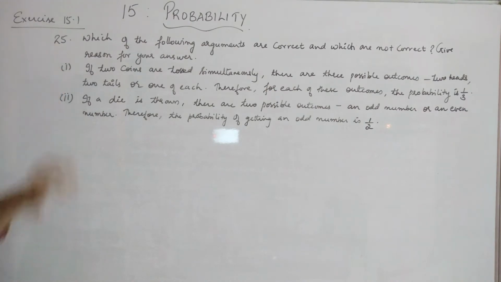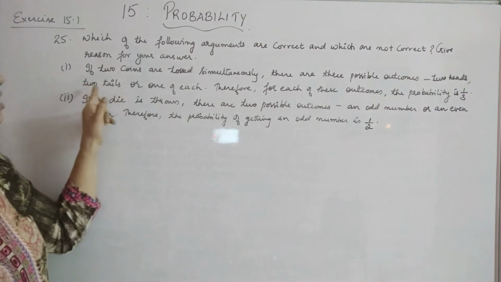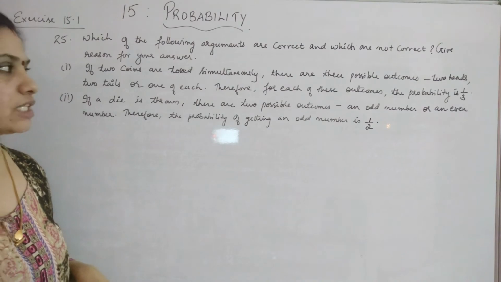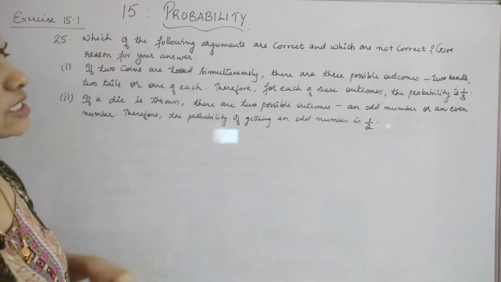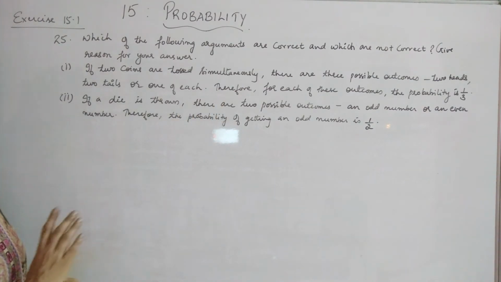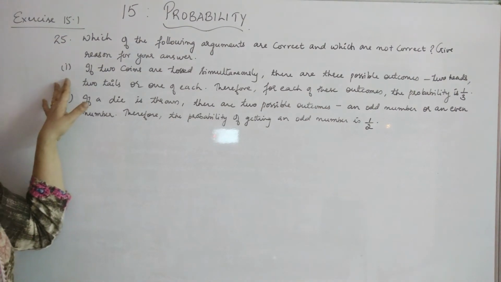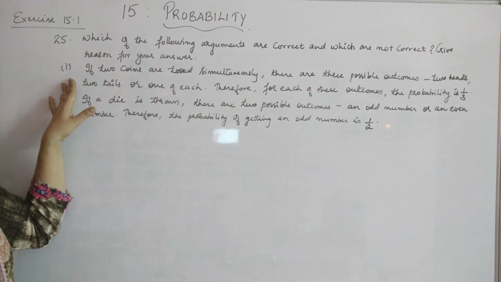The 25th question is, which of the following arguments are correct and which are not correct? Give reason for your answer. So the first subdivision is, if 2 coins are tossed simultaneously, there are 3 possible outcomes: 2 heads, 2 tails, or 1 of each. Therefore, for each of these outcomes, the probability is 1 by 3. This is the argument. We have to say whether this argument is correct or not.